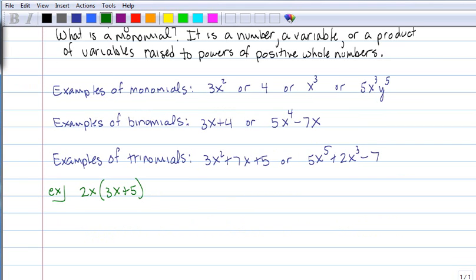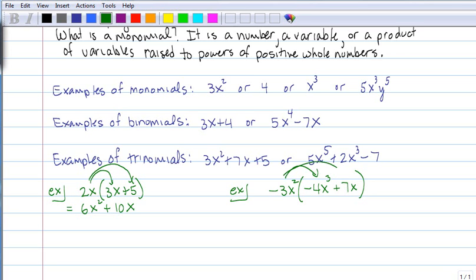So let's start with a monomial times a binomial. What you do is just use the distributive property. So you take the outside term, the monomial, and you multiply it by each term in the binomial to get 6x squared, because 2x times 3x is 6x squared, plus, you always have to put a plus, and then 2x times 5 is 10x.